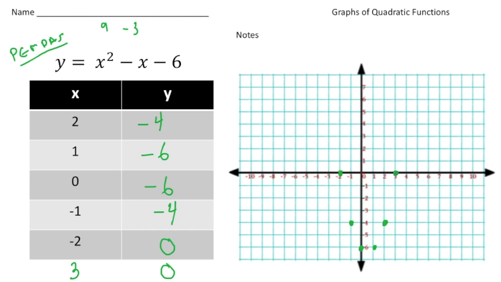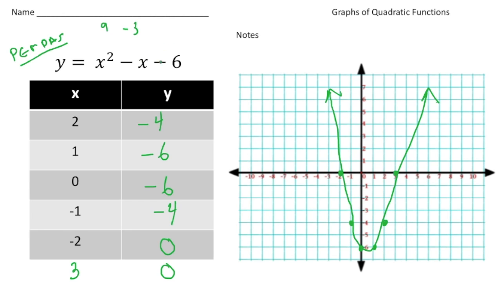So this is going to make a parabola that looks kind of like this. I'm going to actually extend it in both directions. So it's going to be kind of like a U, like that. And now that's not perfect by any means, but that's the general shape of the function y equals x squared minus x minus 6.